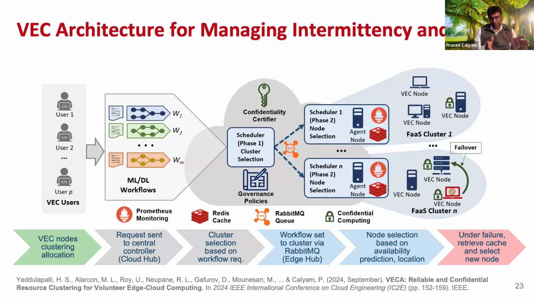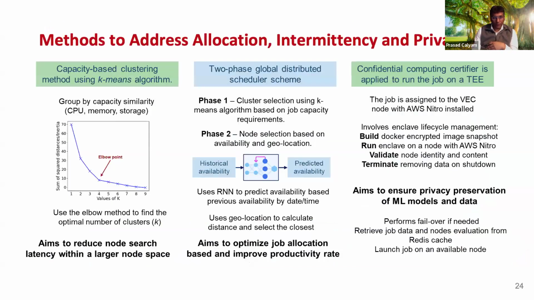So we're starting with the clustering of the VEC nodes. Then we're executing the workflows, considering the intermittency and privacy and security issues. And then if there are intermittent failures or availability issues, we're able to recover and ensure execution. The details of those steps are again shown here.